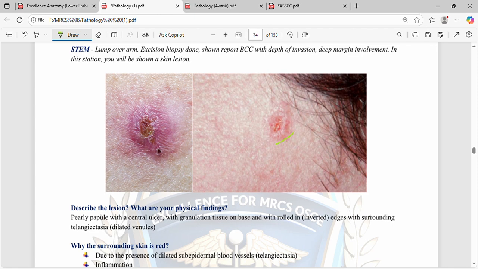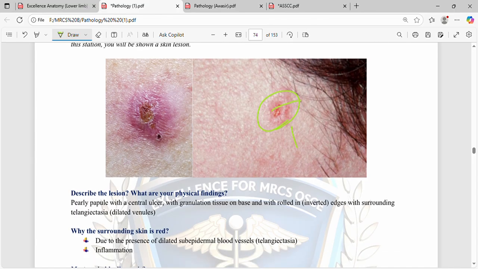You can see the rolled margins and central necrosis. So this is basal cell carcinoma. Describe the lesion. What are your physical findings? So, a pearly papule with a central ulcer, with granulation tissue on the base, with rolled inverted edges, with the surrounding telangiectasia, dilated venules. So you can clearly say this.